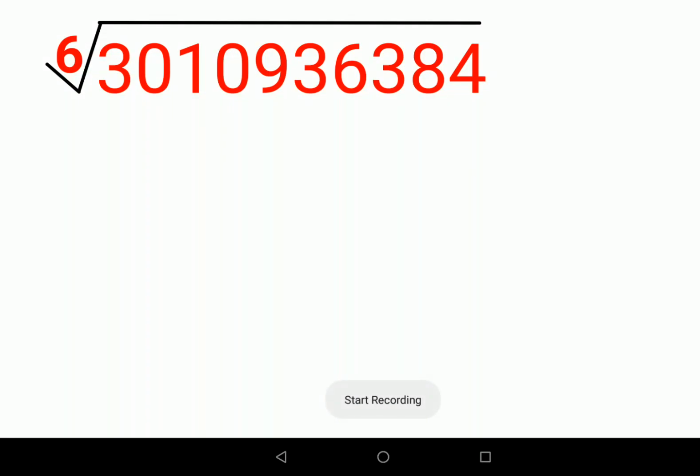Welcome everyone. So today we are going to understand how to find the sixth root of the number 3010936384. The only thing they have given us is that the answer for this one is a proper number, meaning it does not have any decimal point in the answer. Okay, so now how do you begin with solving these kinds of questions?